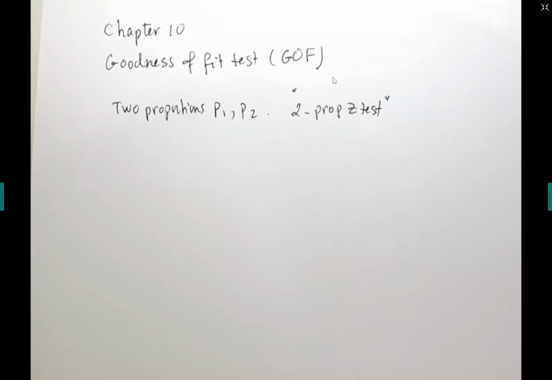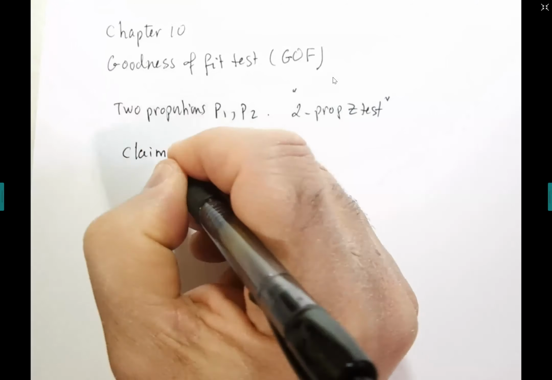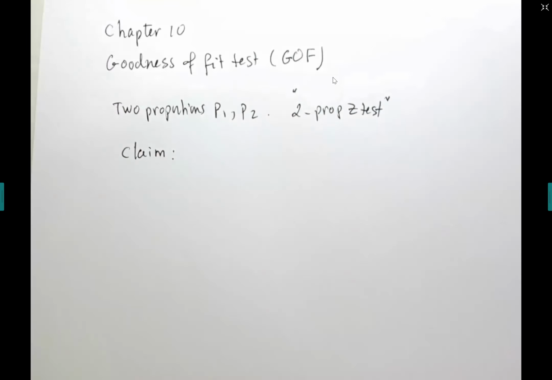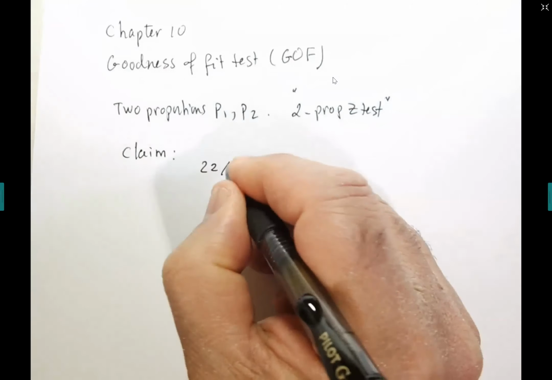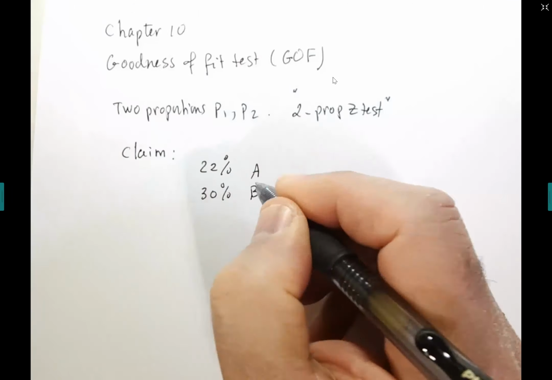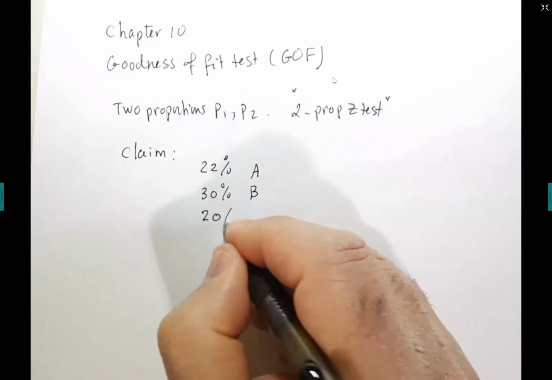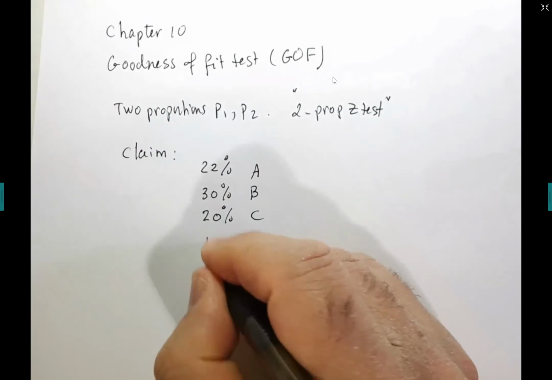For example, guys, let me give you this example. A teacher makes this claim. The teacher says that in a typical class, the distribution of the grades is the following. 22% receive an A. 30% receive a B. 20% of the students receive a C. And then 10% receive a D.